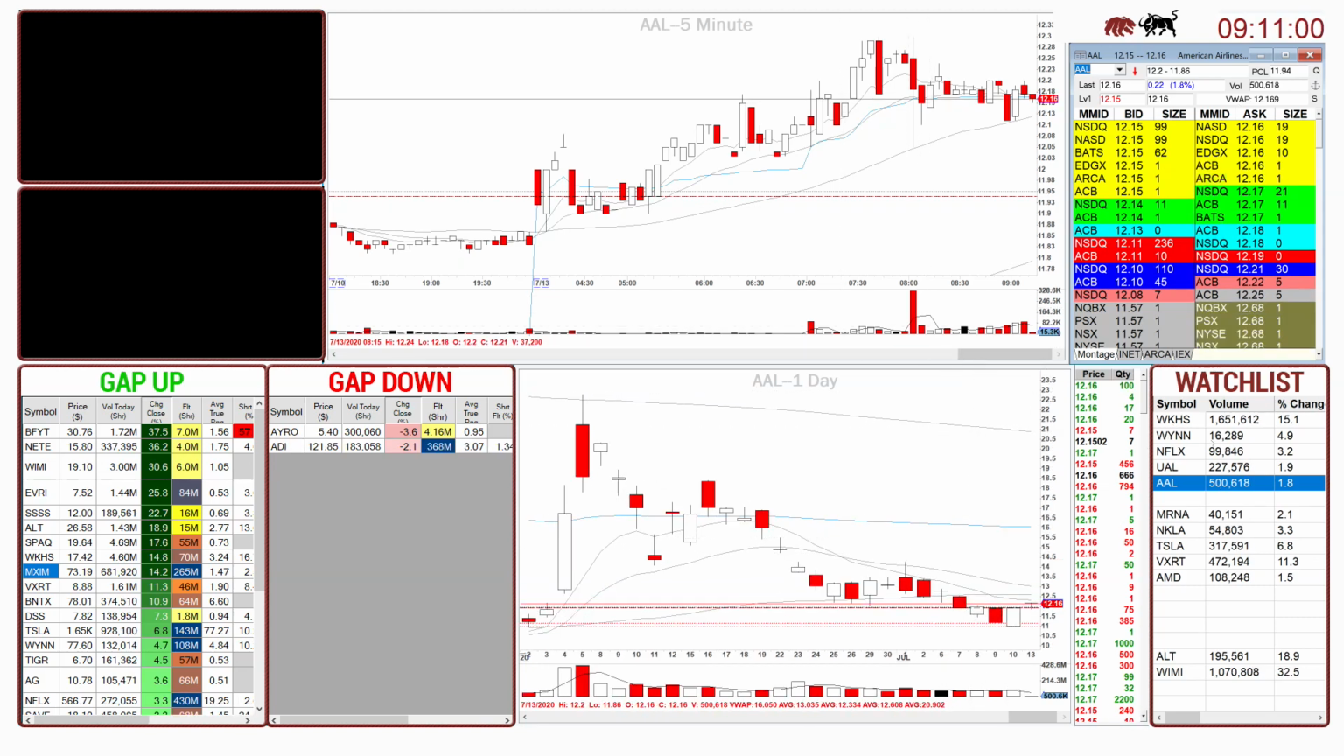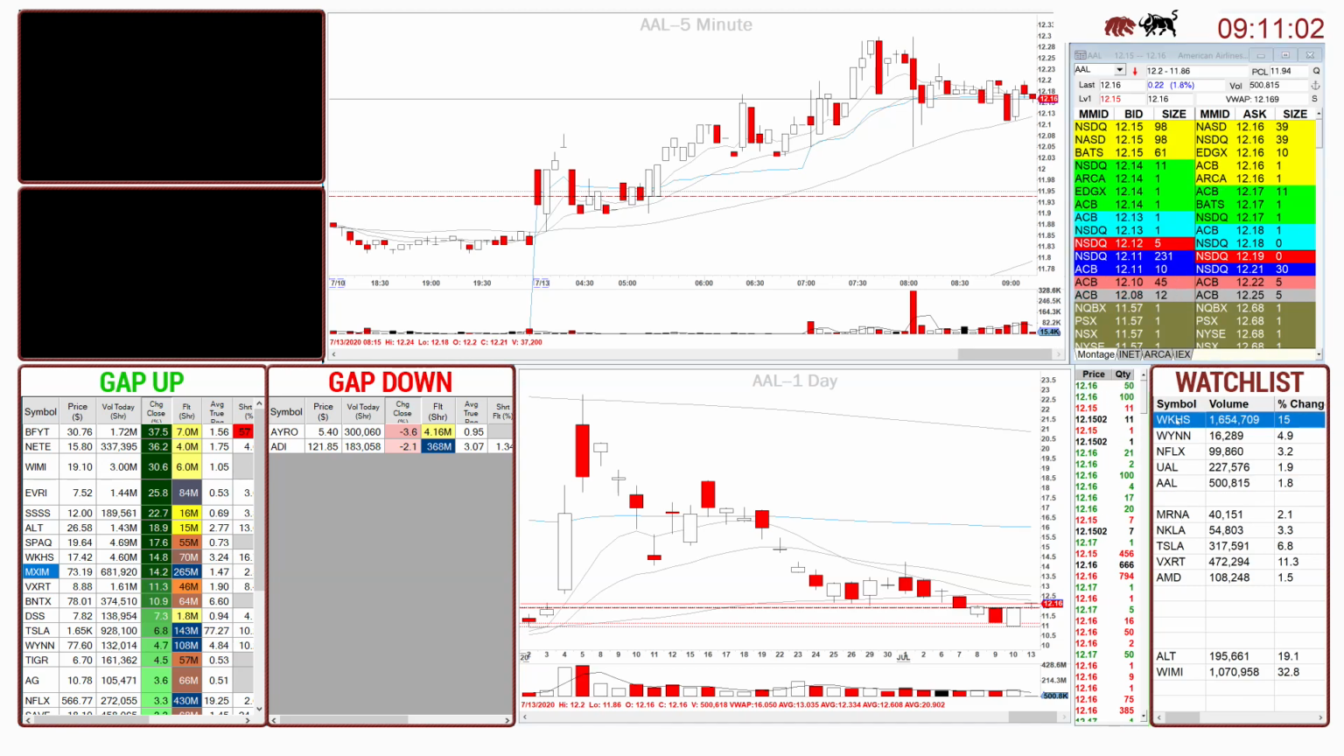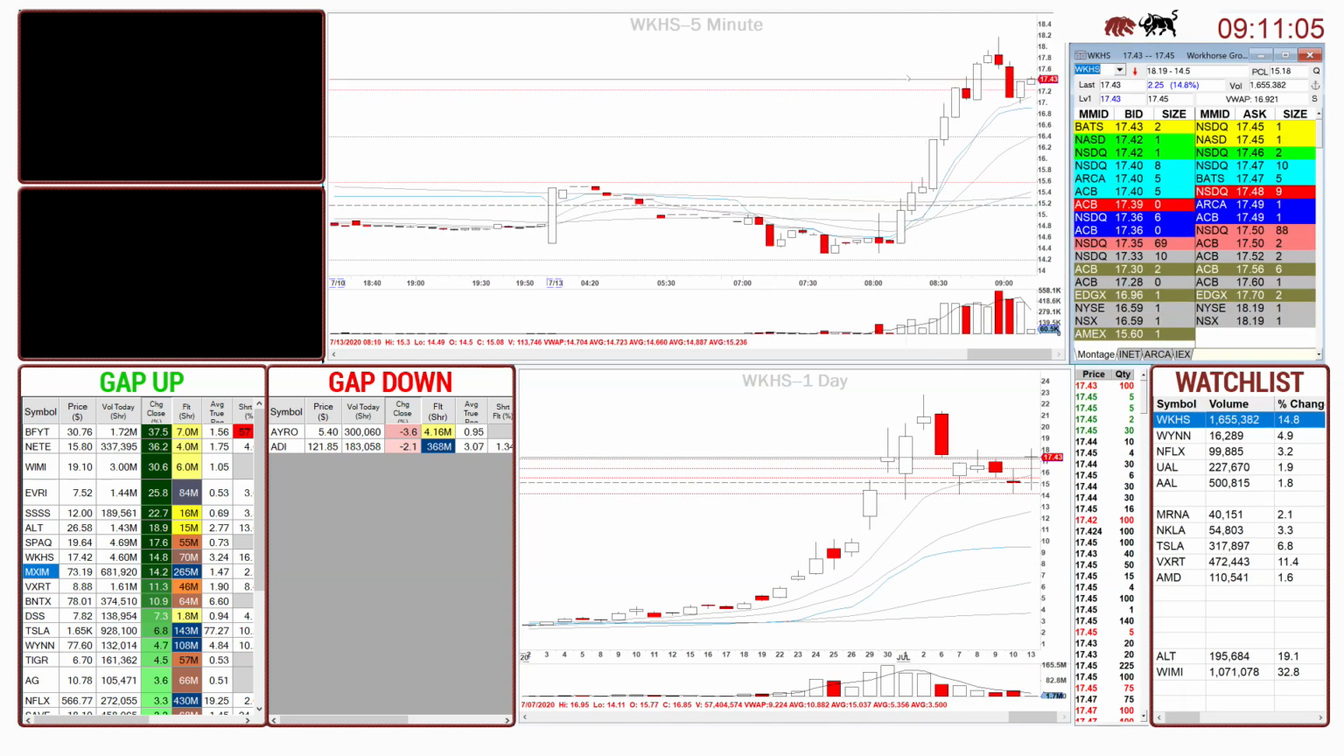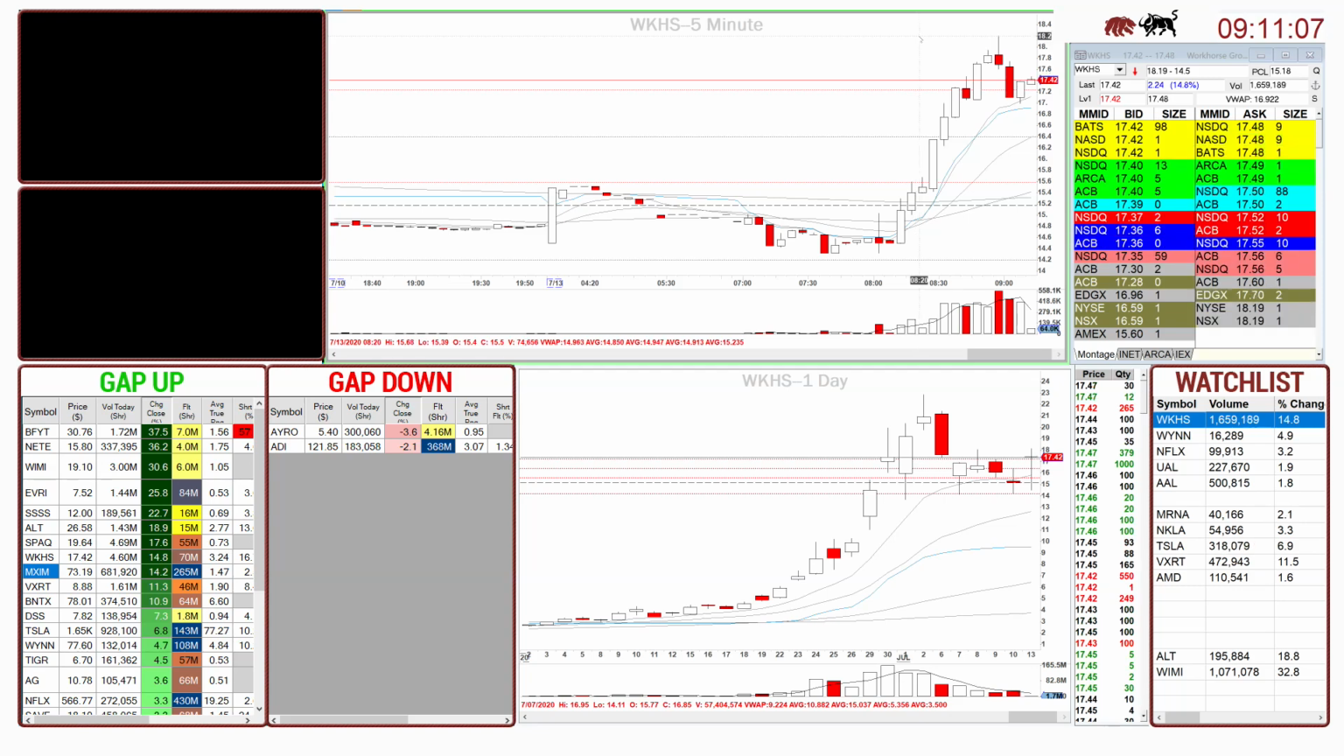But as far as levels, we'll do levels for these guys, and again, it's one of those days where you want to be very cautious. We'll be back tomorrow, hopefully with all this resolved.